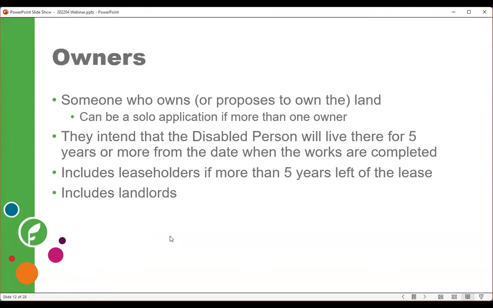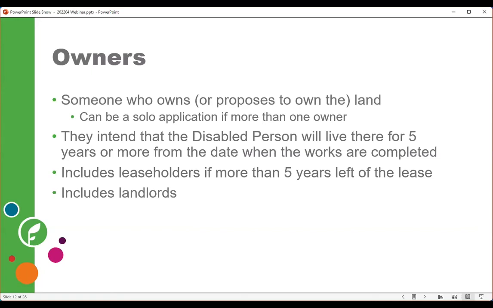So in terms of owners, it's someone who owns or proposes to own the land, and it can be a solo application. If there is more than one owner, some of these you could potentially approve a grant, but the person applying for it may then not have actual permission to carry out the works. But in terms of an owner's application, it can be a solo application.